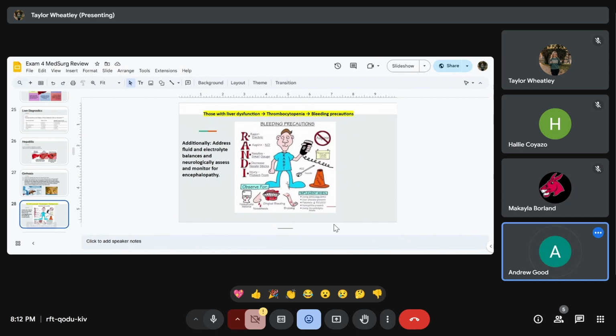So again, bleeding precautions are all there. You could put that into a flashcard. Electric razors, no aspirin, no big needles, only small needles. Decrease needle sticks in general, and then just protect them. Put them in fall precautions. We don't want them to fall. Additionally, address any fluid or electrolyte imbalances, and assess them neurologically for any encephalopathy.